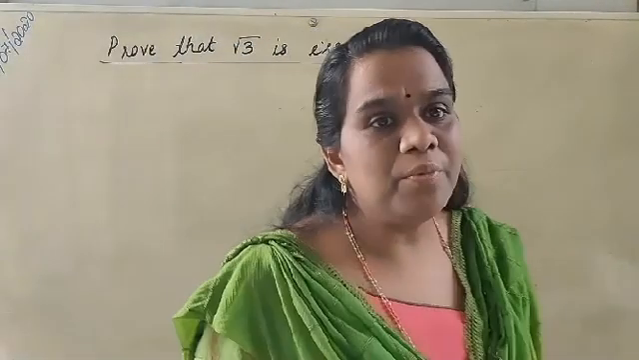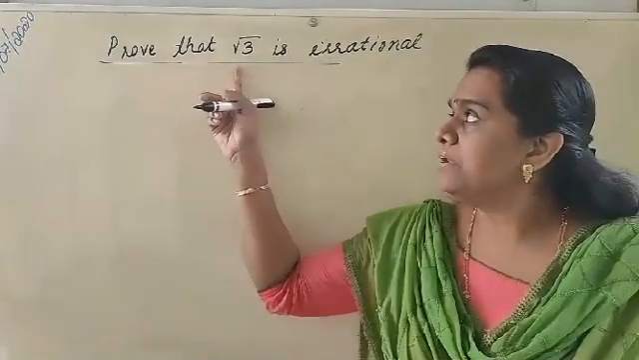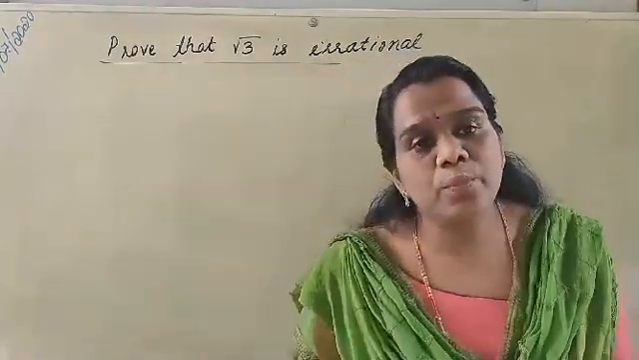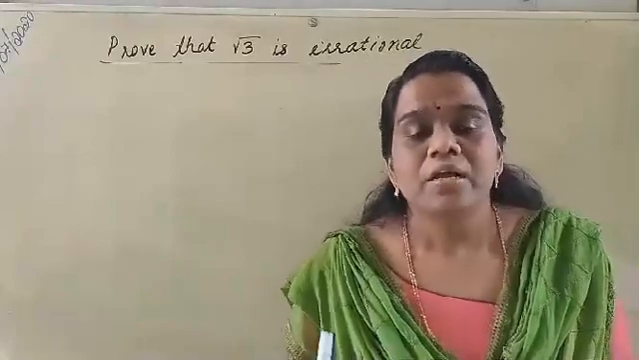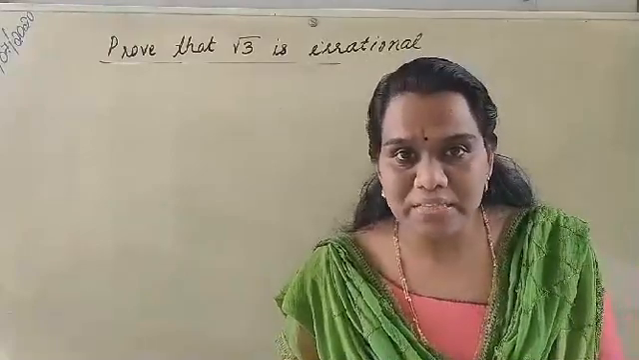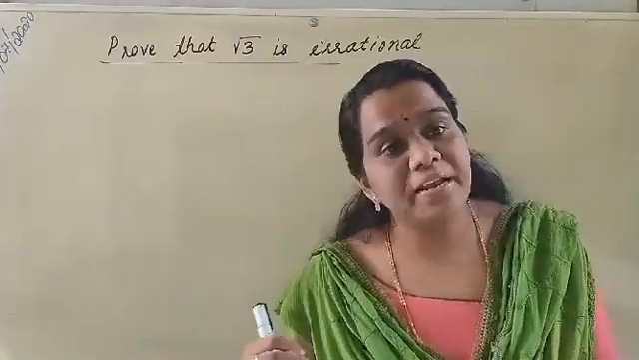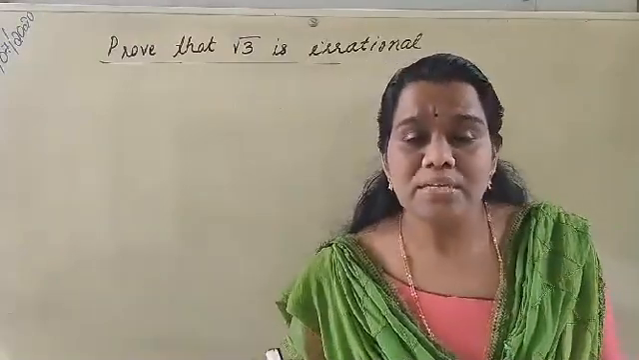Okay, now we can move to the next question. Prove that root 3 is irrational. Now we studied how to prove root 2 is irrational. Now we are going to prove that root 3 is irrational. How? Same method as you have studied in root 2.